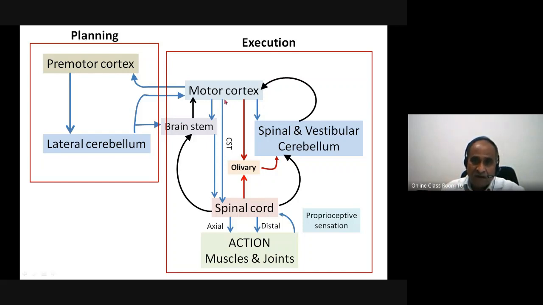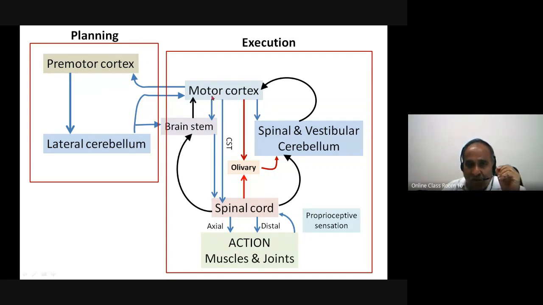Now from the motor cortex, it sends information, this is the execution part. In the execution part, the motor cortex sends the information to the spinal cord through the corticospinal tract. Okay, and now that produces the action through the muscles and joints. And this action from the spinal cord comes either from the axial muscles, that is posture regulating, or the distal muscles, that is the real action, the precise movements.